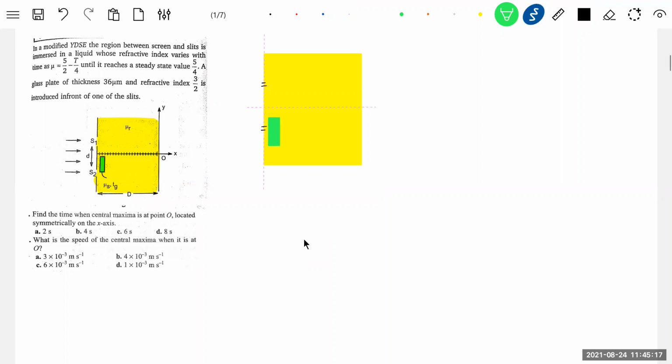Now you get into the problem, and we have a screen here. Let's get into the discussion now. So this is the slit S1. It is illuminated by monochromatic light of wavelength lambda. Now this is the mu of the slab. This is mu L, the liquid.